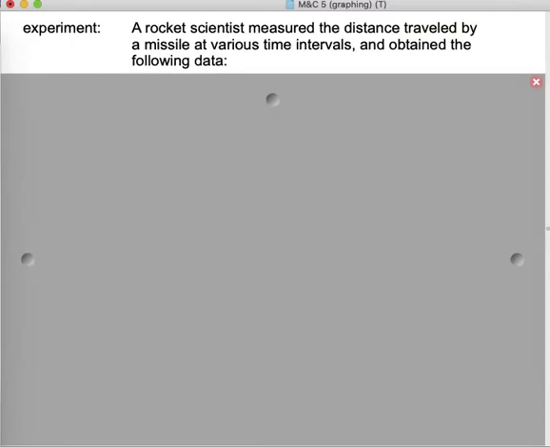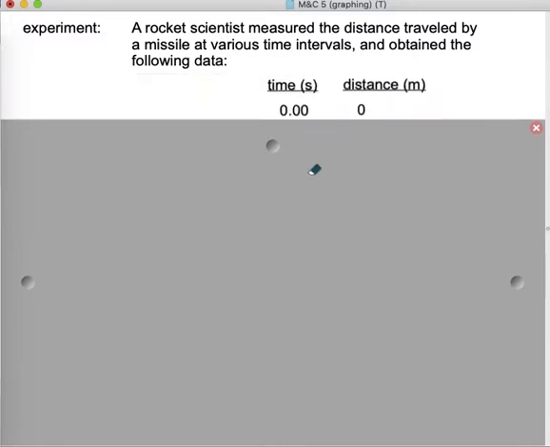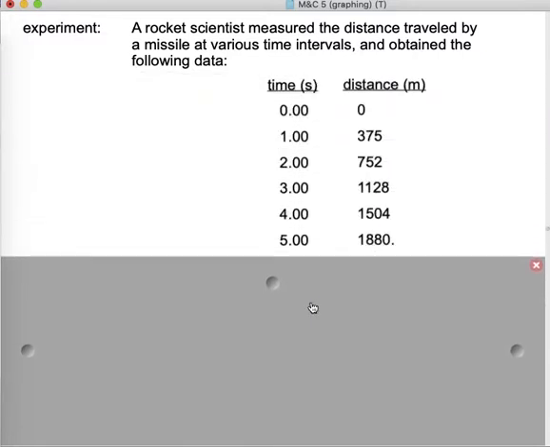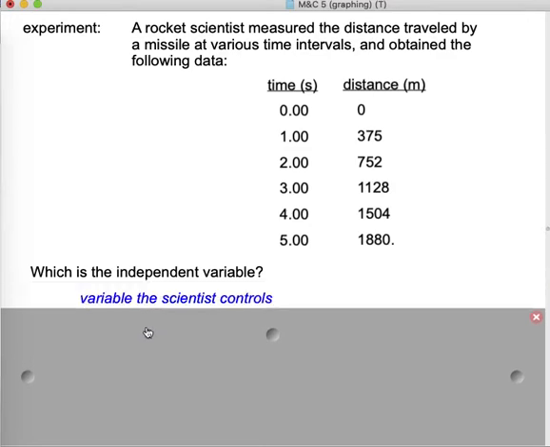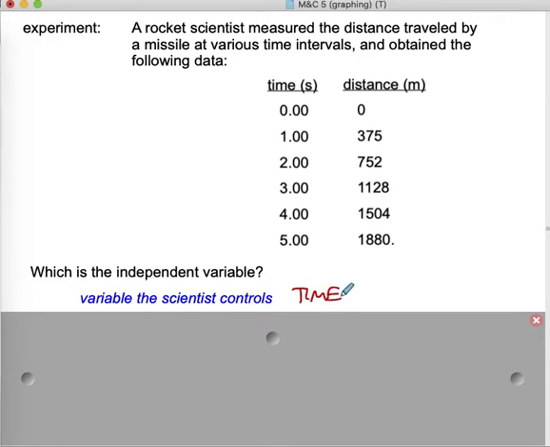Let's do an example. Here's an experiment. A rocket scientist measured the distance traveled by a missile at various time intervals and obtained the following data. Time is measured in seconds, distance is measured in meters. Which is the independent variable? The definition of the independent variable is a variable the scientist controls. If you, as the scientist in the laboratory, get to pick values of a variable, that's the independent variable. In this case, it is time, because the scientist chose 1 second intervals.